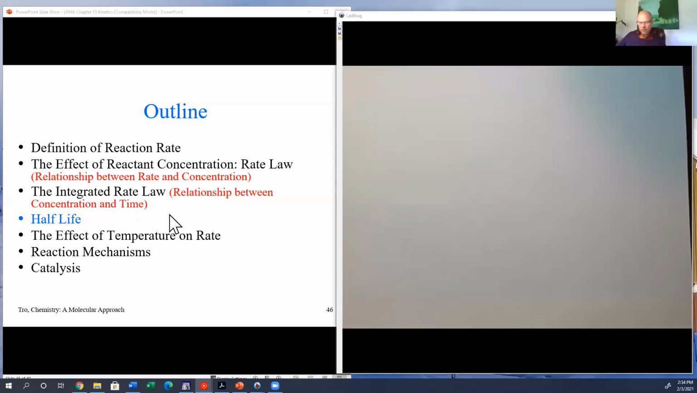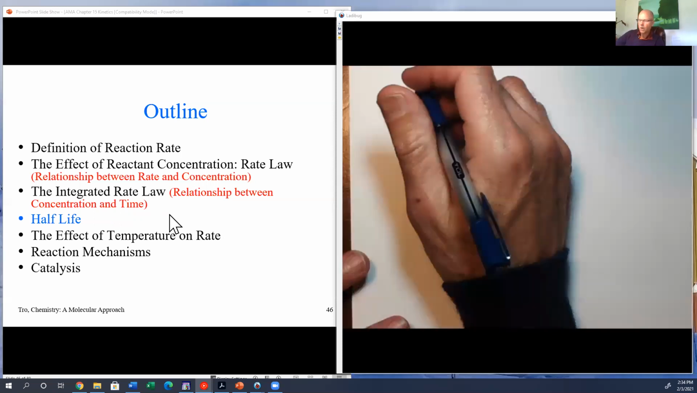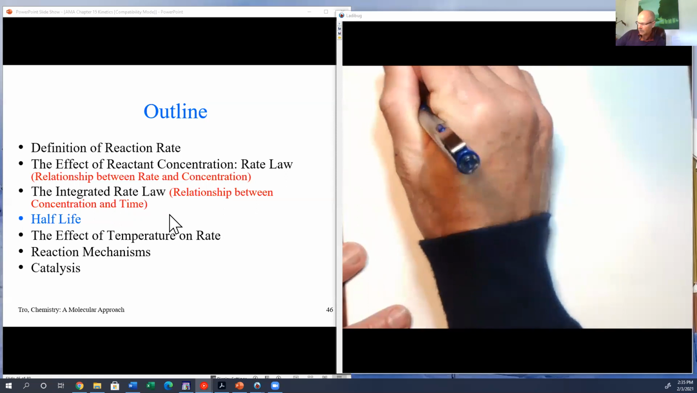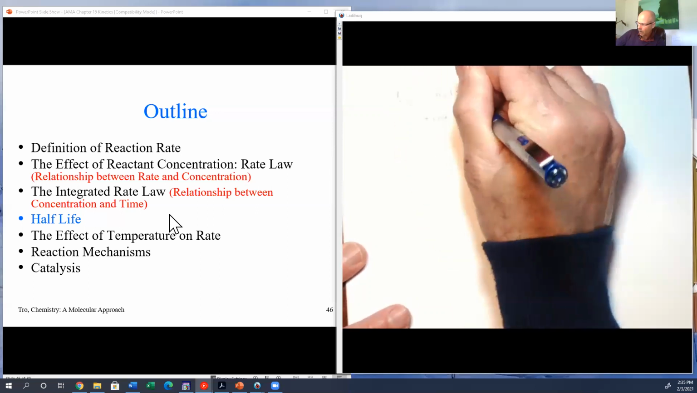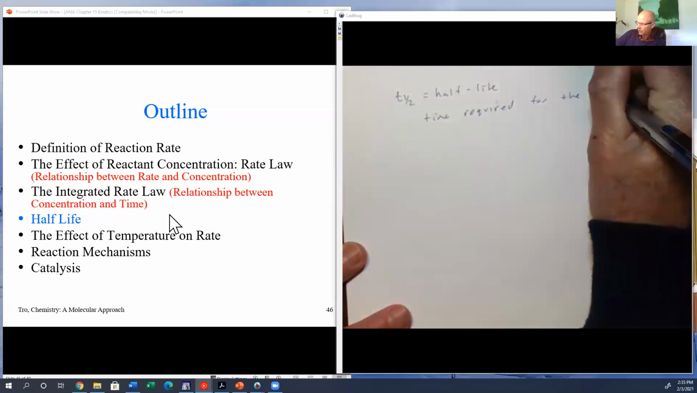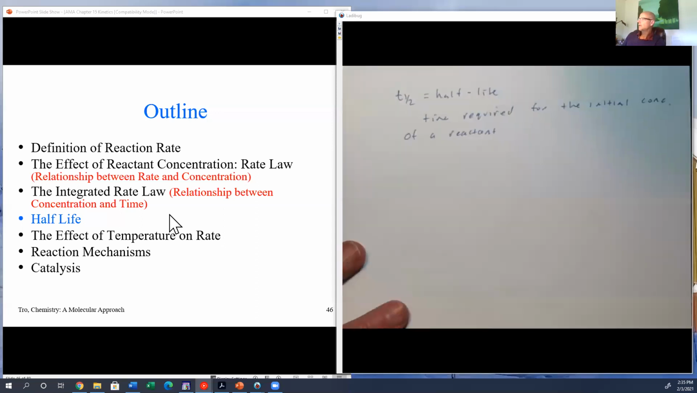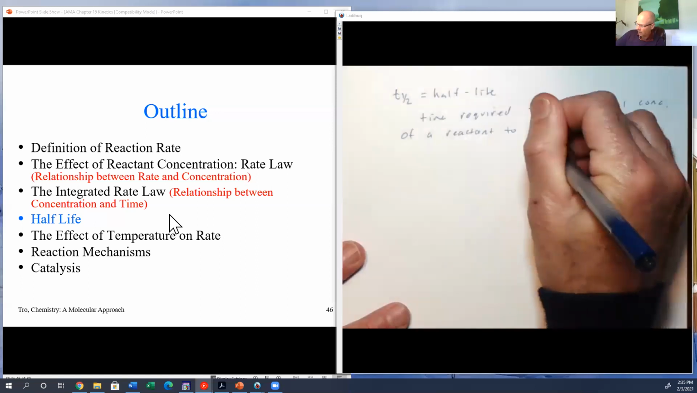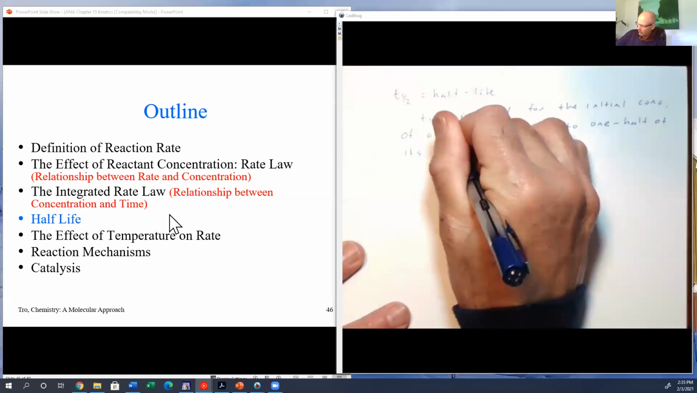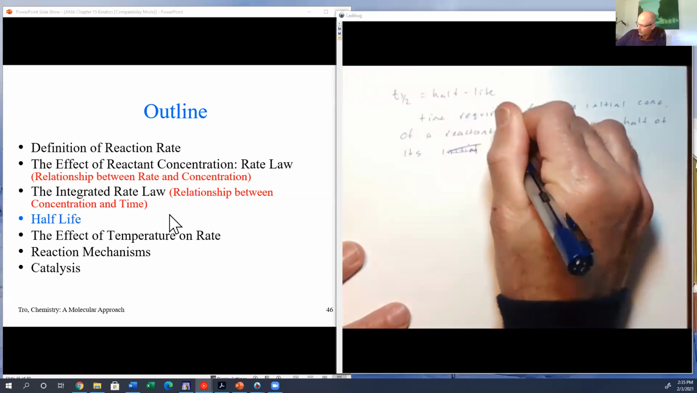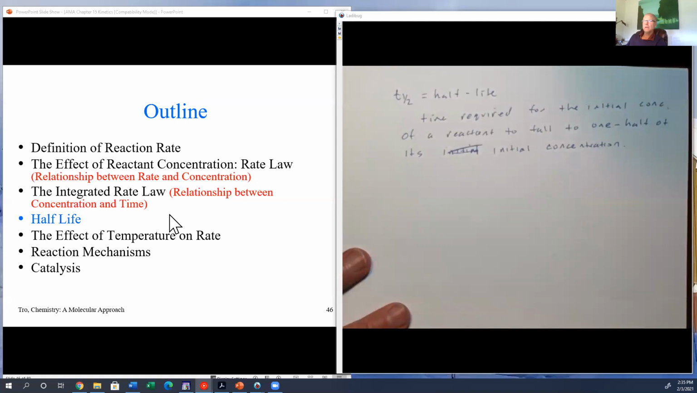Okay, so associated with this integrated rate law is something called the half-life. I'll derive the expression. Let me just first define half-life. T1/2 equals half-life, and it's the time required for the initial concentration of a reactant to fall to 1/2 of its initial concentration. Okay, the time required for the initial concentration of a reactant to fall to 1/2 of its initial concentration.